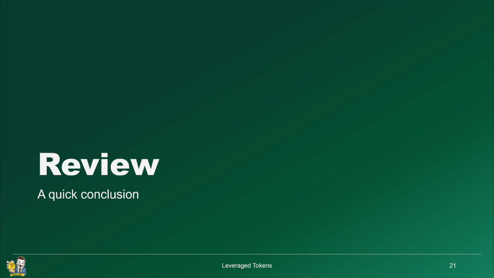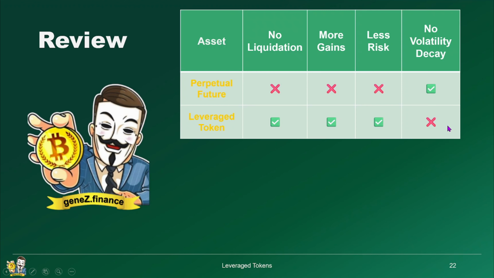So, a quick conclusion about this video. First, let's compare the benefits of the leveraged token and the benefits of the perpetual future. There is no liquidation with the leveraged token. There is more gain with the leveraged token. There is less risk with the leveraged token. However, LT has volatility decay, while perps do not. This is the only major risk associated with this asset.